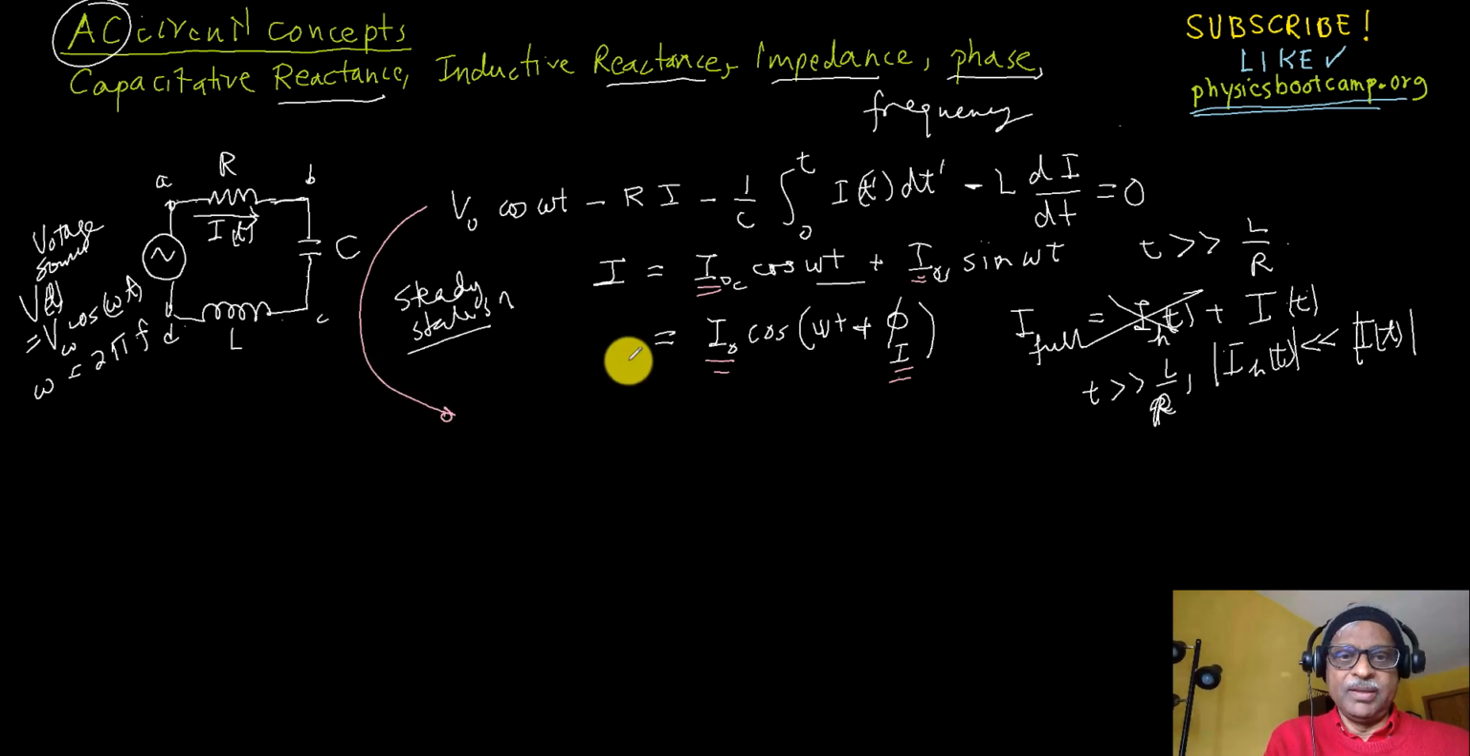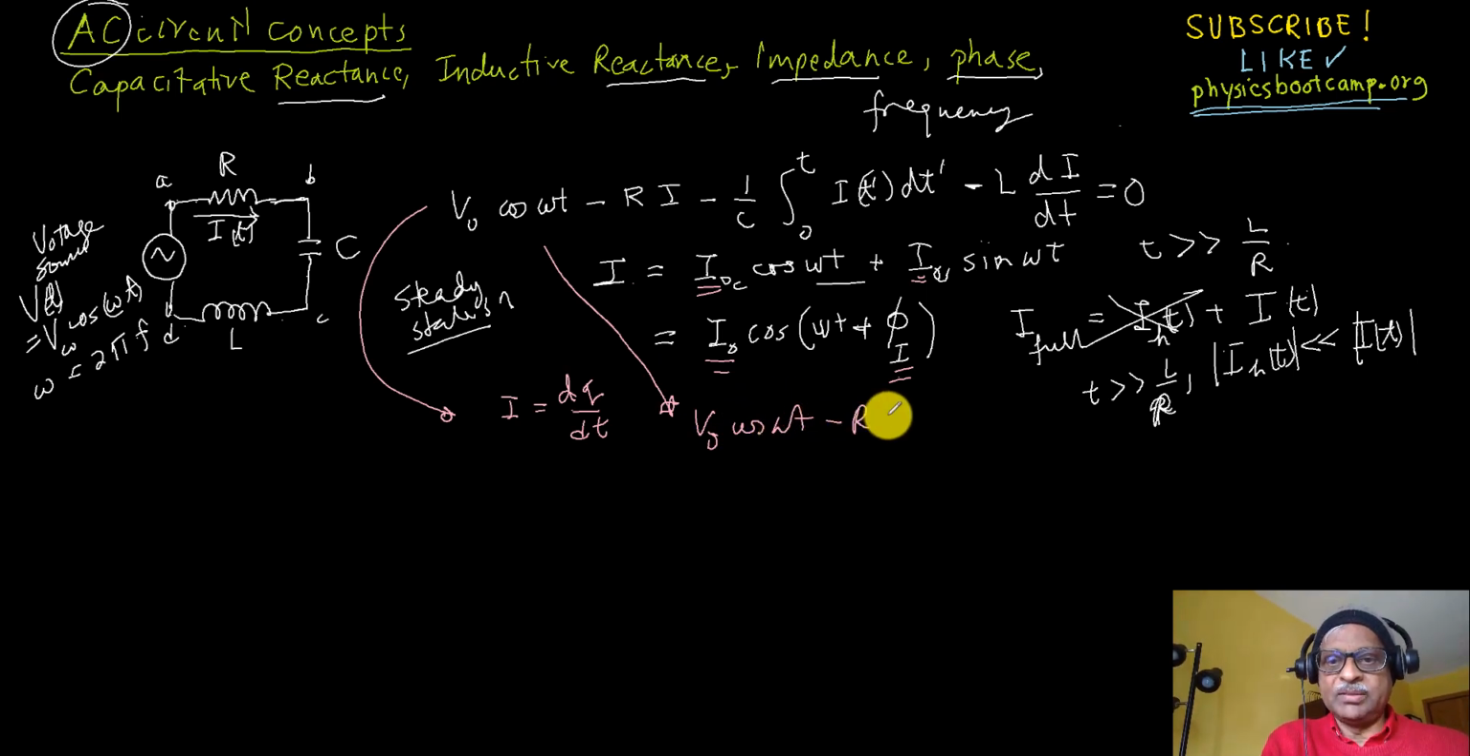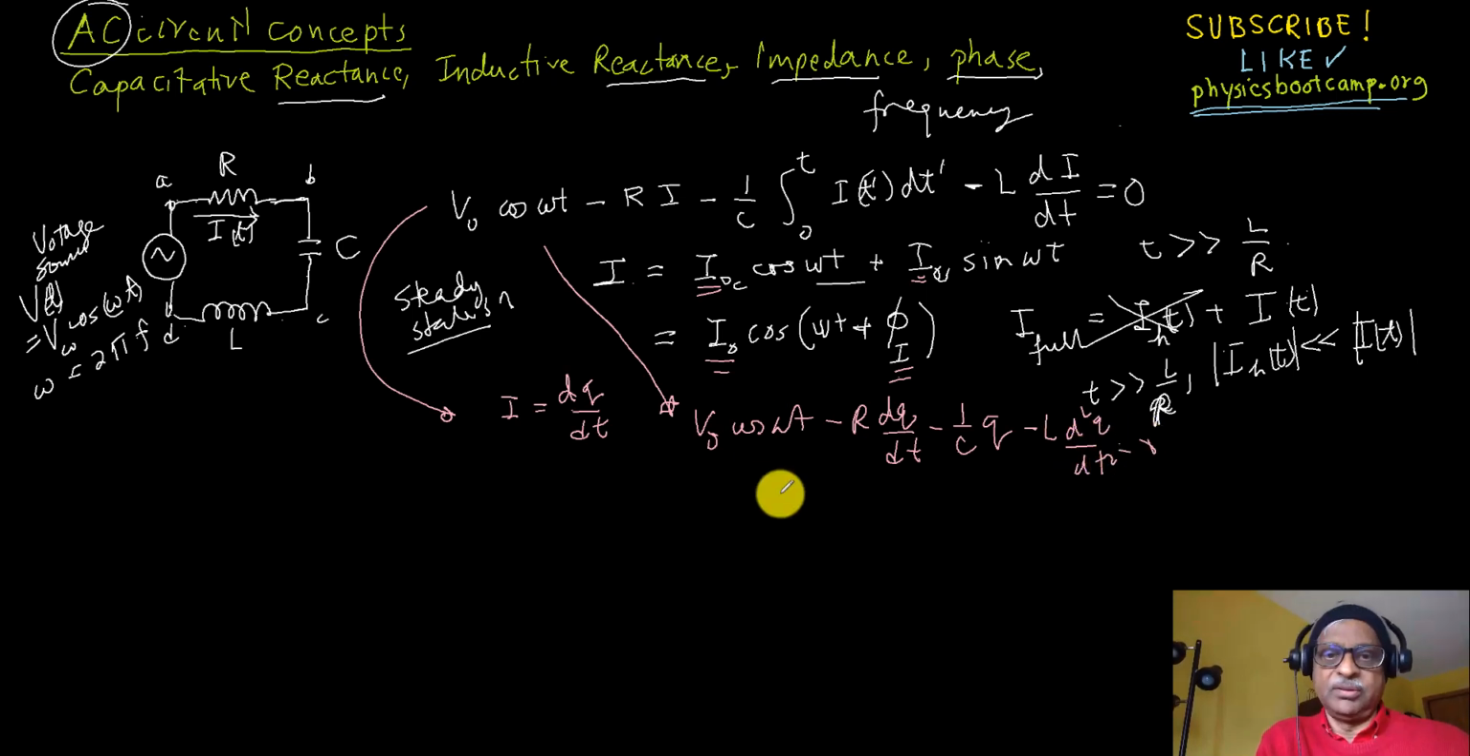this guy first converting this into I is dq over dt. So this equation just becomes v0 cosine omega t minus r dq/dt minus 1 over c q minus L d squared q/dt squared equal to 0. And try to solve this, and once you solve this, you get I from there.